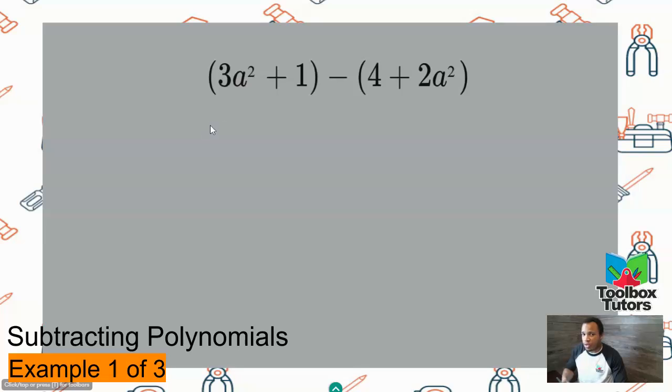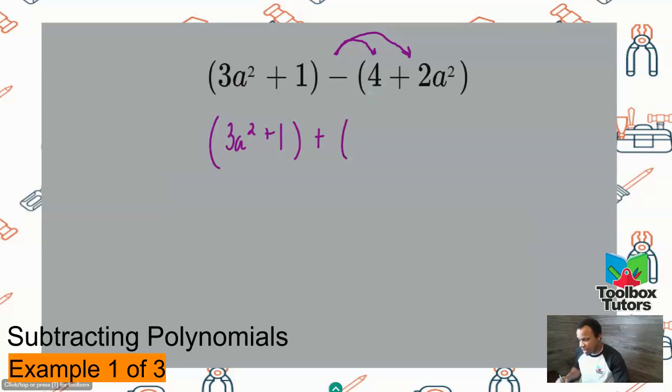First, what we want to do, using the distributive property, is change this second parentheses to the opposite. Notice that there's a negative sign in front of this second parentheses. So we're going to take this negative sign and distribute it to everything in this second parentheses. So this first parentheses stays the same, 3a squared plus 1. This minus changes to a plus, and this positive 4 would change to a negative 4, and this positive 2a squared would change to a negative 2a squared, because we're multiplying each of these terms by negative 1.